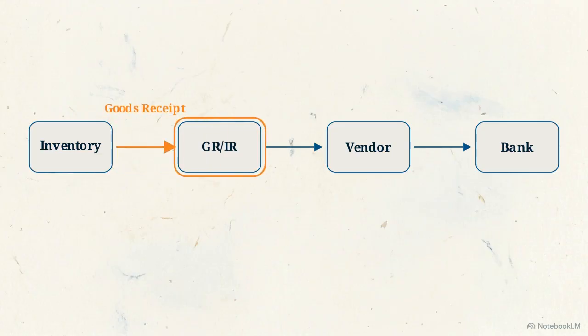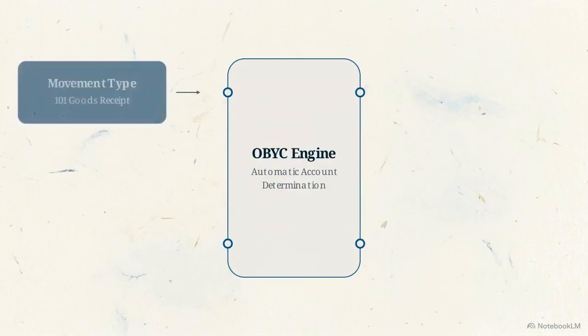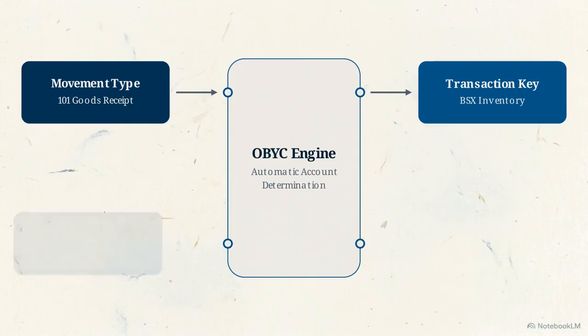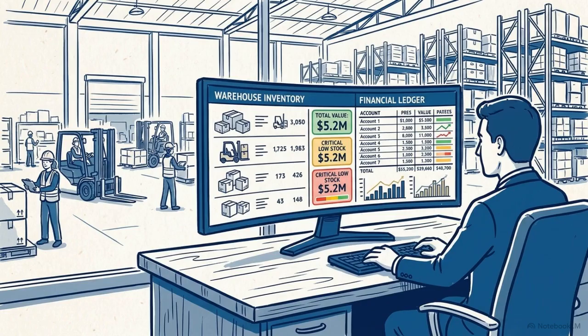Ultimately, this 50,000 rupees flowed systematically through goods receipt, invoice receipt, and final payment, touching 4 distinct ledger accounts. By translating movement types into transaction keys and material data into valuation classes, OBYC eliminates manual data entry and builds the foundation of real-time integration between materials management and financial accounting.